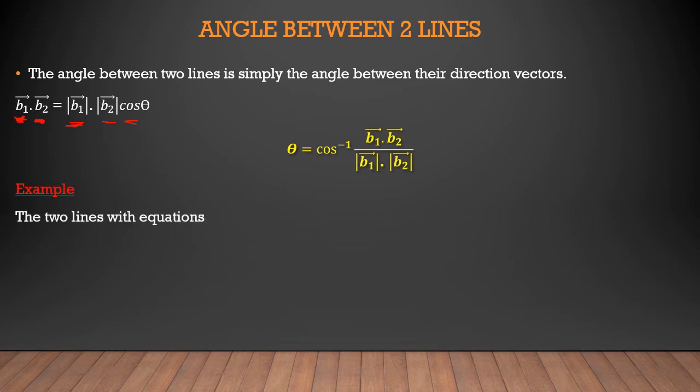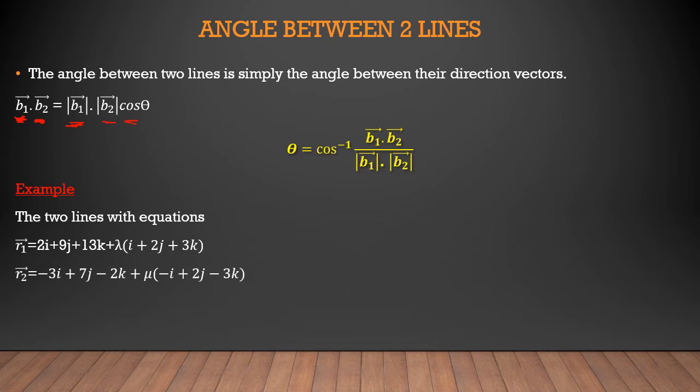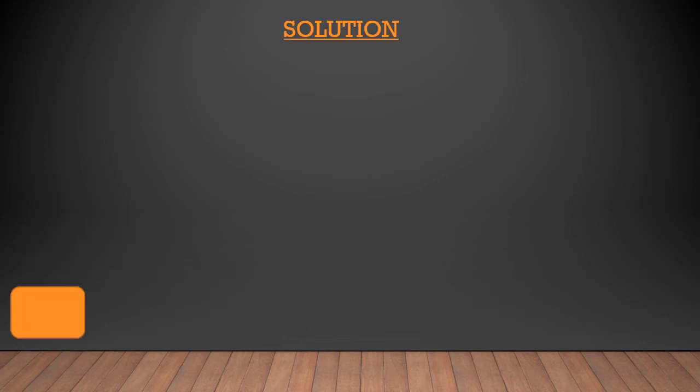Now the two lines have the equations R1 equals 2i plus 9j plus 13k plus lambda into i plus 2j plus 3k, and R2 equals negative 3i plus 7j minus 2k plus mu into negative i plus 2j minus 3k. Good. So, solution.